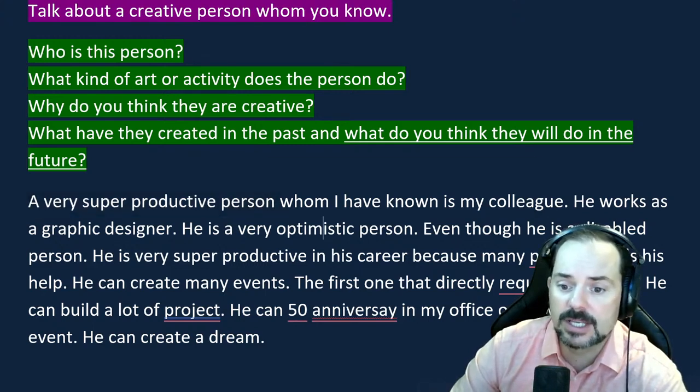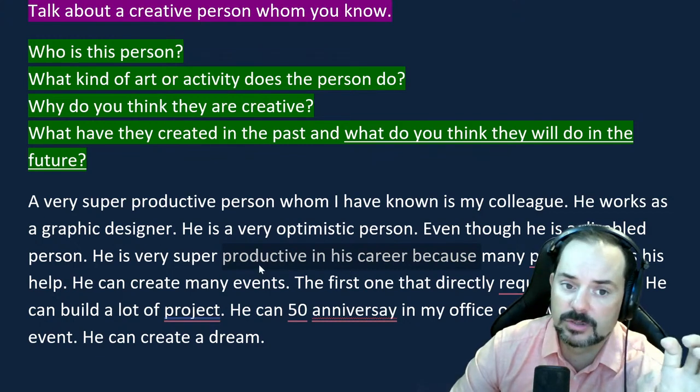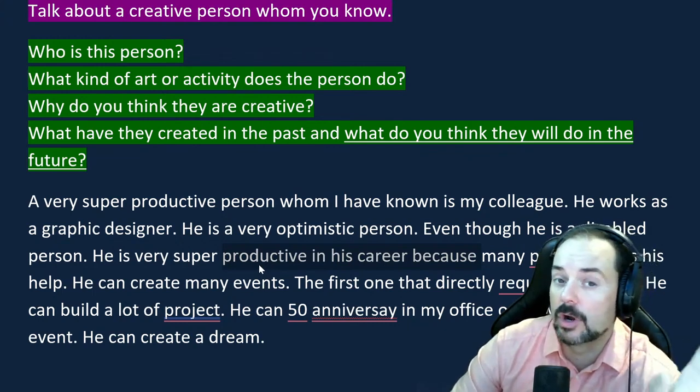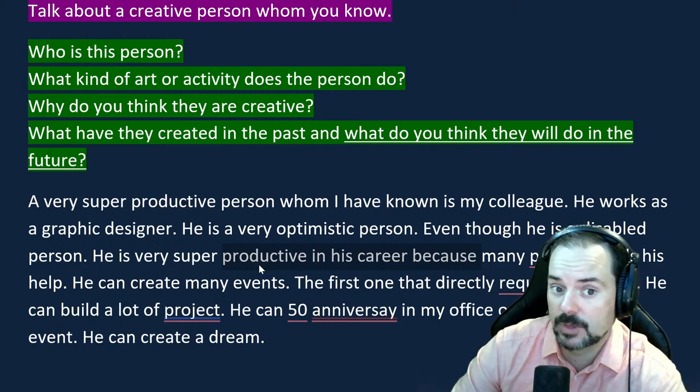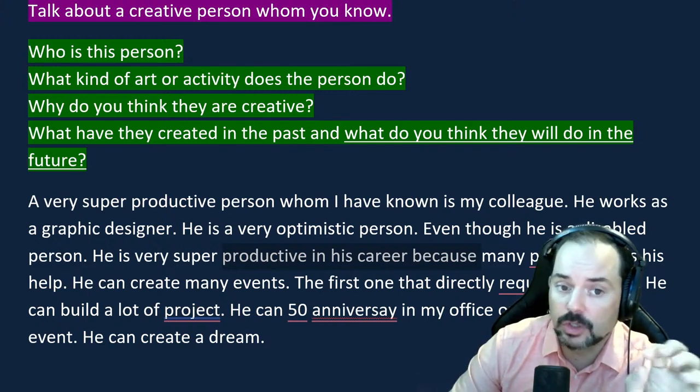And then you said he's optimistic. And then you said he is productive in his career because. So it sounds like you're thinking about a person who is very productive instead of a person who is very creative. And productive and creative are not the same. Okay? So my first advice is use the same word.